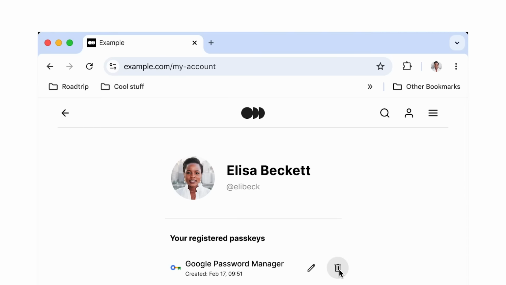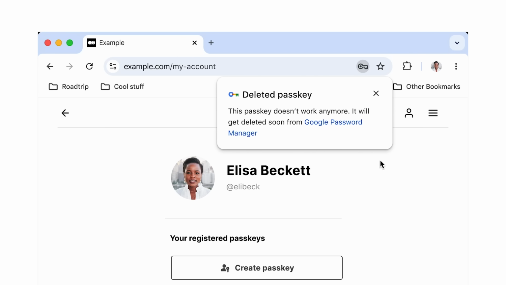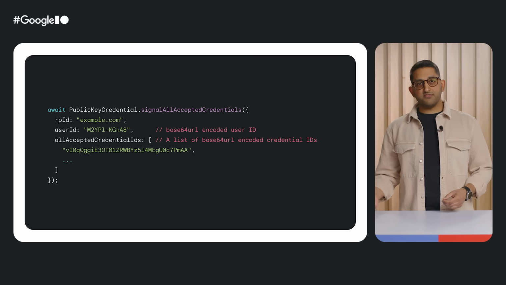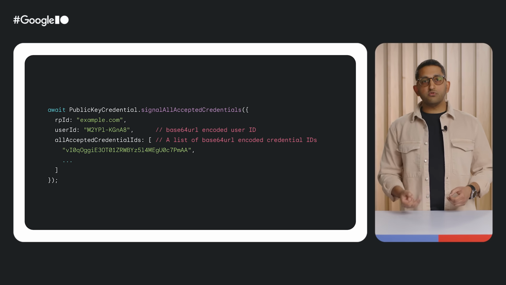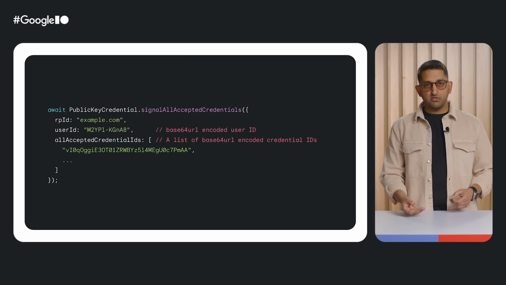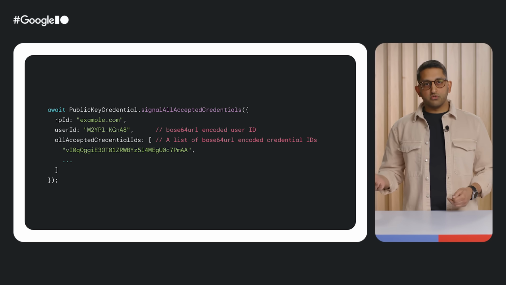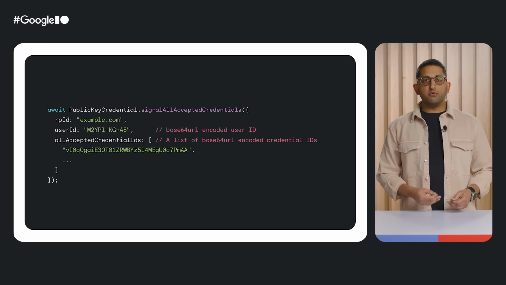With the Signal API, you can let password managers know that the user deleted their passkey. The password manager can then delete the passkey they have saved, ensuring only usable passkeys are presented to the user during sign-in. All you need to do is make the call shown on the screen. The Signal API is available in Chrome on desktop with Google Password Manager and is coming soon to Android.